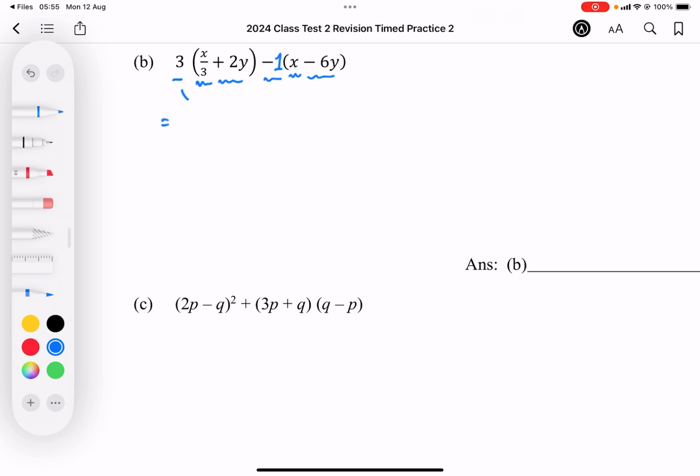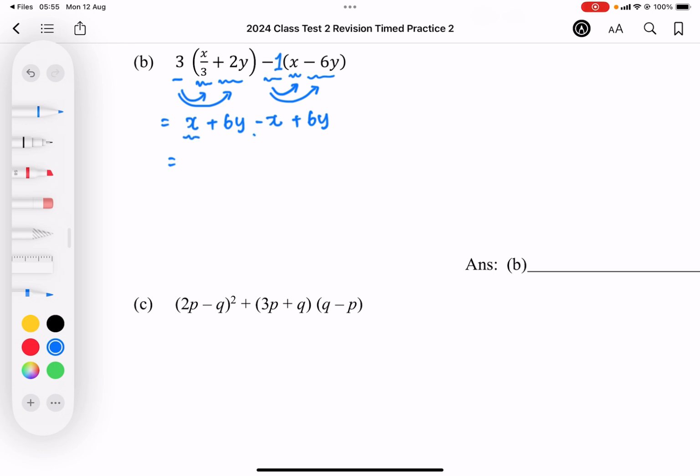So 3 times x over 3 will give us x. 3 times positive 2y will give us positive 6y. And here, negative 1 times x will give us negative x. And negative 1 times negative 6y will give us plus 6y.